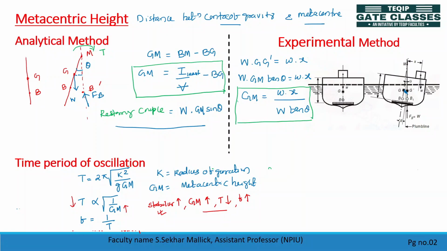Now tell me, there are two ships, suppose one is a cargo ship and one is a war ship. So whose frequency of oscillation will be more, cargo or war ship? Where is stability needed more, in a war ship or in a cargo ship? Definitely stability is needed more in a war ship.